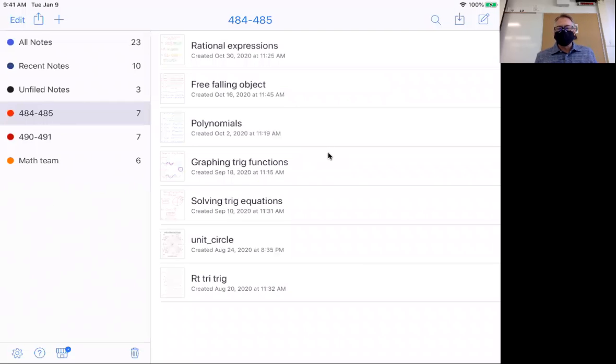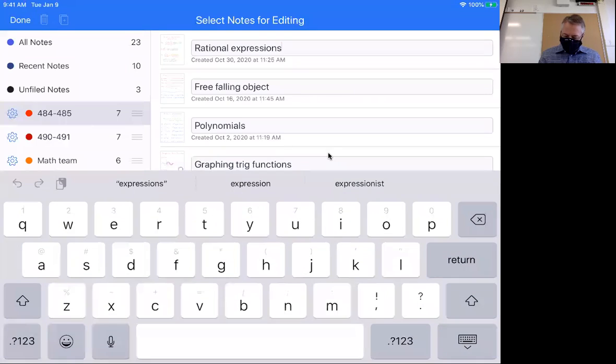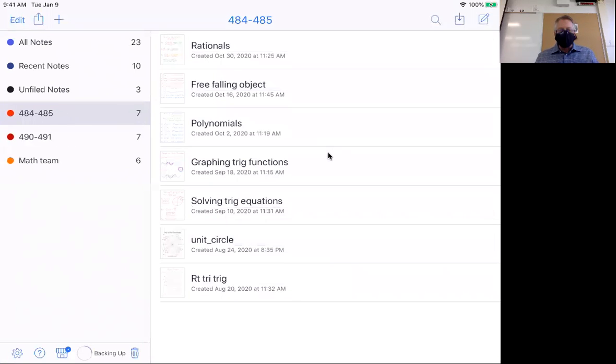So we're going to expand today. We were doing the rational expressions where we multiplied and divided. And then in the last class, we added and subtracted rational expressions. I'm going to change the title to my note sheet here just a little bit and just call it rationals, because we now are not going to be doing just expressions, but today we'll be doing equations.